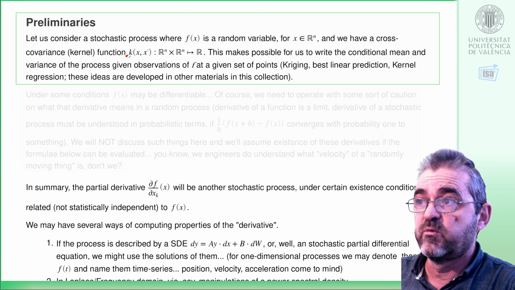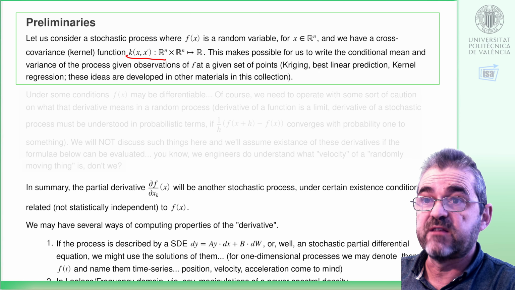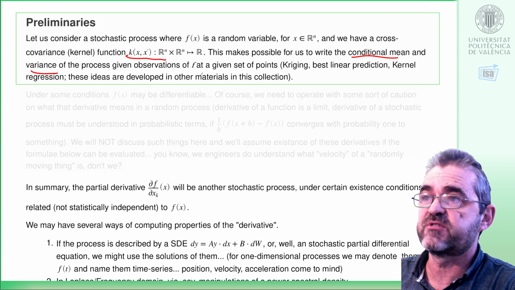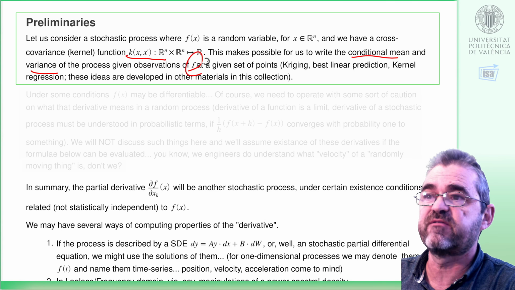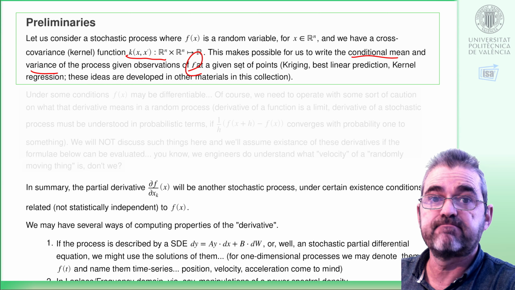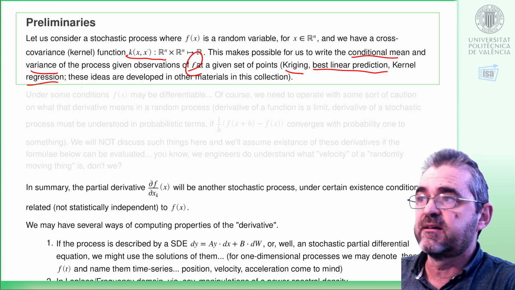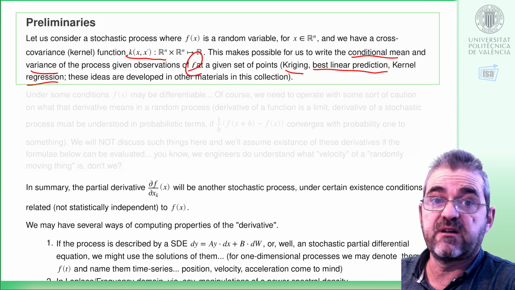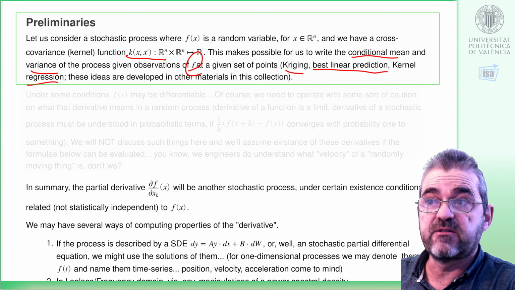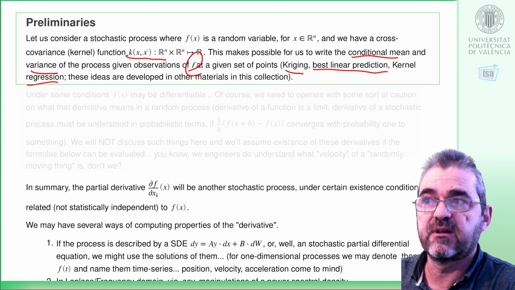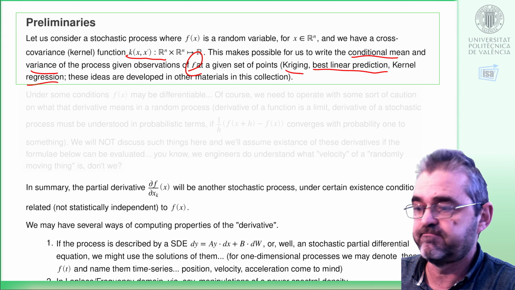Then, of course, with this covariance, we can write formulas for the conditional mean and variance of the process given observations of f at a given set of points, with best linear prediction formulas, and that's called Kriging, kernel regression, which are developed in other materials in this collection and also in many other places, Gaussian process regression.